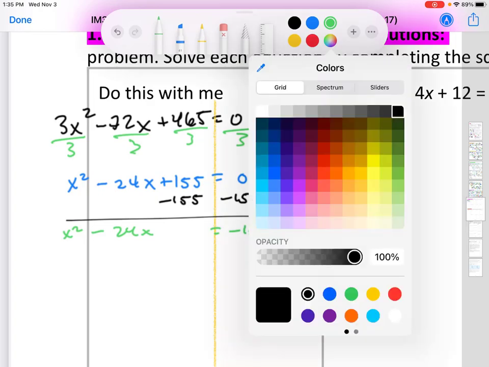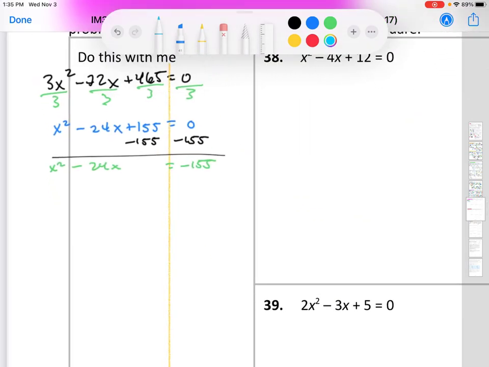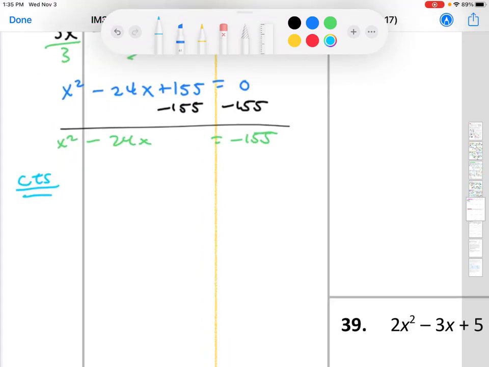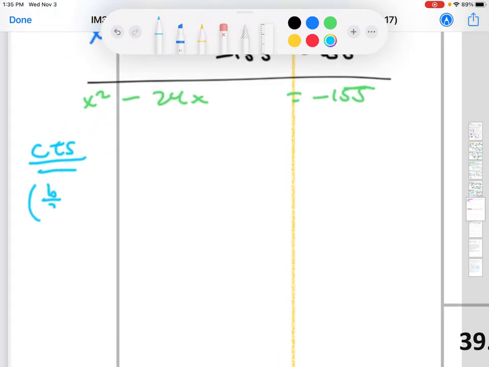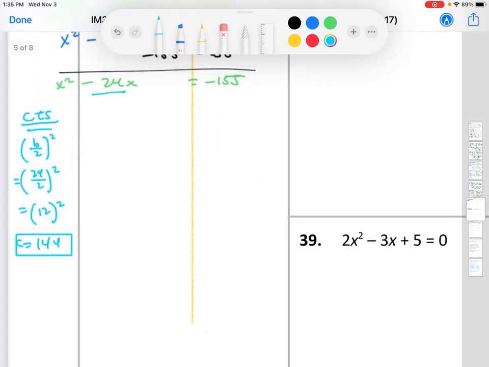Okay, now we're going to use our completing the square formula. Completing the square formula is CTS. So that's b over 2 squared. The nice thing here is we have an even number, so that becomes 12 squared, which is 144. So our c is going to equal 144. Remember, you're doing that to both sides of the equation, so this is called the addition property of equality.